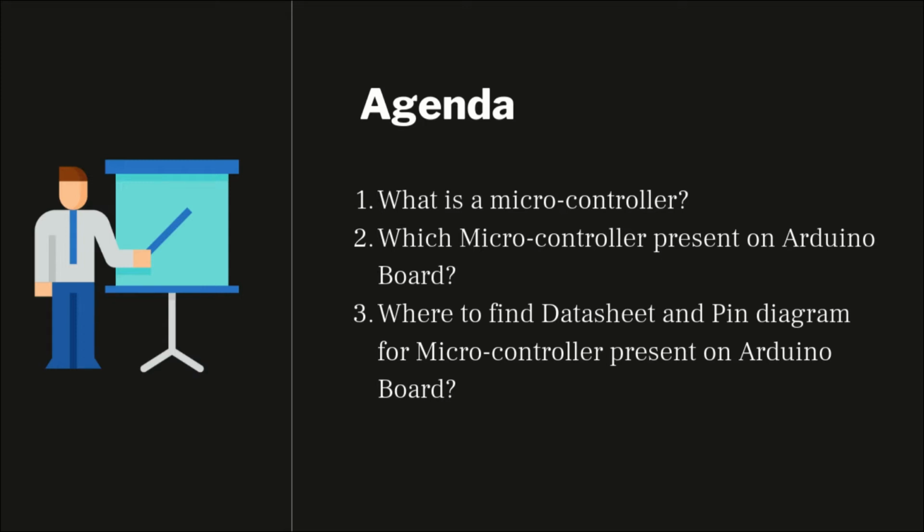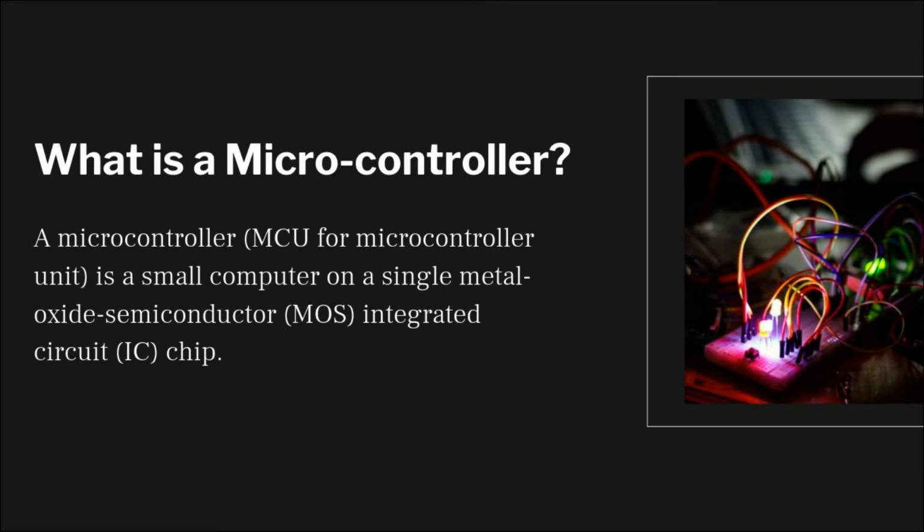Before we talk about any of the other points, the very important point is to talk about what a microcontroller is. As you can see on the screen, a microcontroller unit or MCU is a small computer on a single metal oxide semiconductor integrated circuit chip. So it is a small computer that is present on a single MOS IC. The black IC that you can see on your Arduino board is also a semiconductor, and the name of that black IC is Atmega 328P, and I'm talking about Arduino Uno here. So let's talk more about the microcontroller.